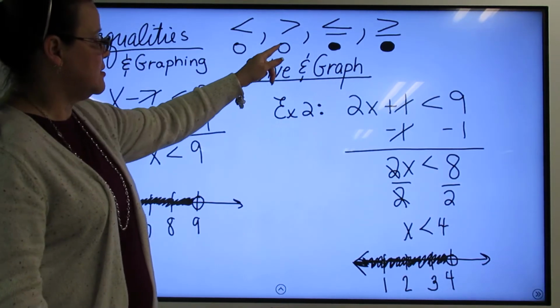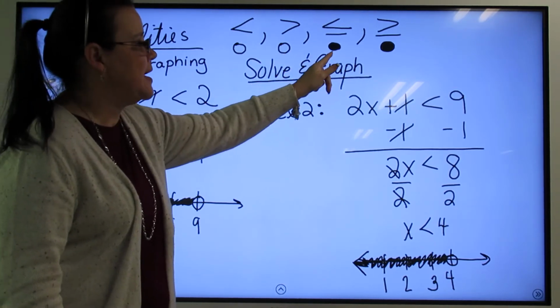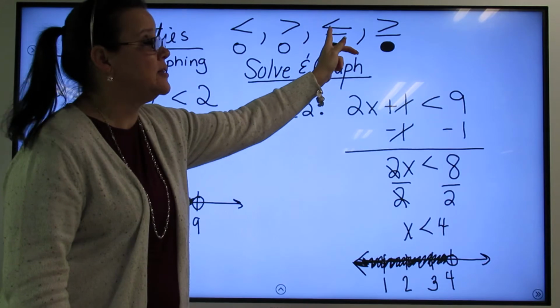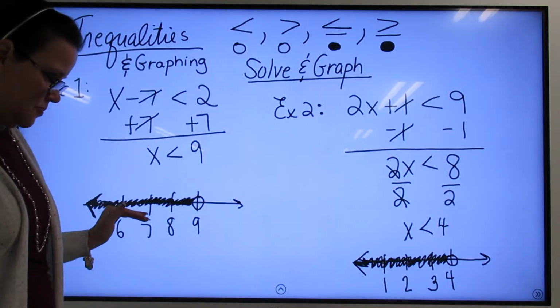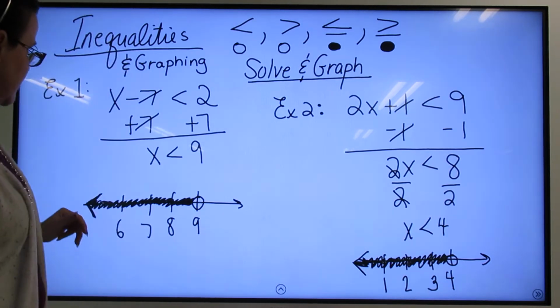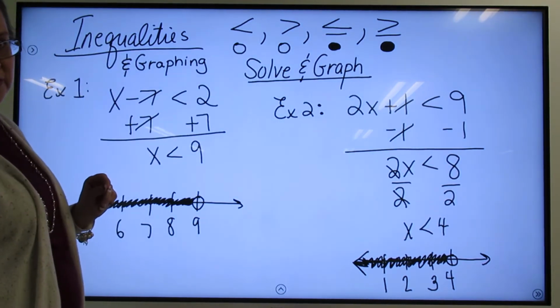The open circle is when they do not have the equal sign underneath of them, and then they have a closed circle for when they do have an equal sign under them. We'll go through that as we do the next couple of slides together here. I put example 1 and 2 up. Solve and graph is what it tells you.